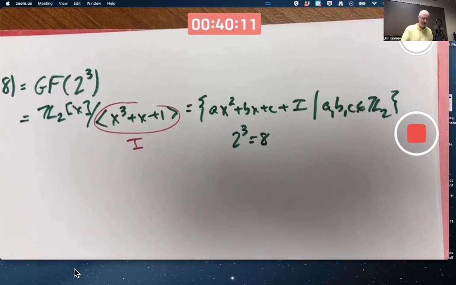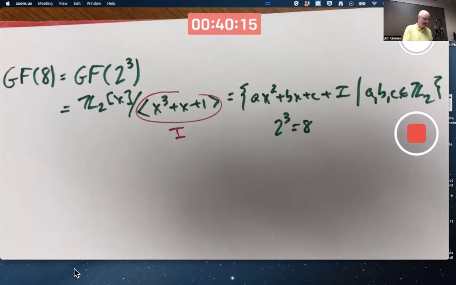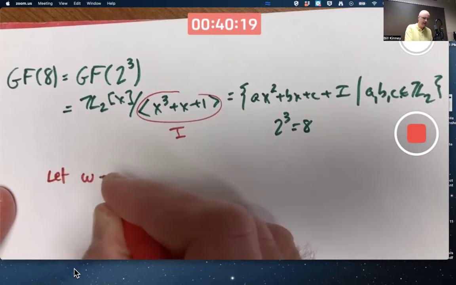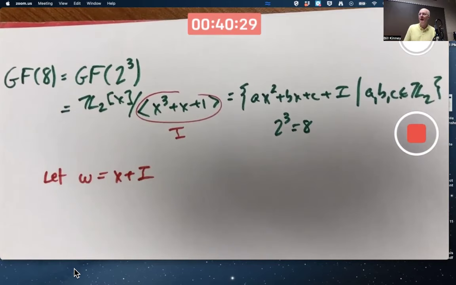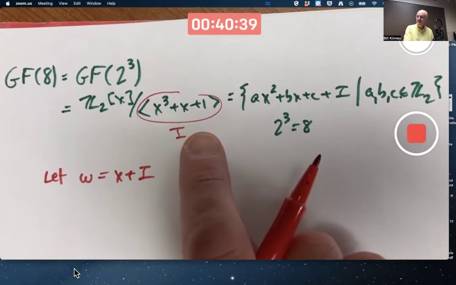But what I am going to do is I'm effectively going to use my shorthand notation right away. And so I'm going to say let omega equal x plus I. We have seen before that if I do make that identification, omega is x plus I, that will be a root of this irreducible polynomial in this field. Why?